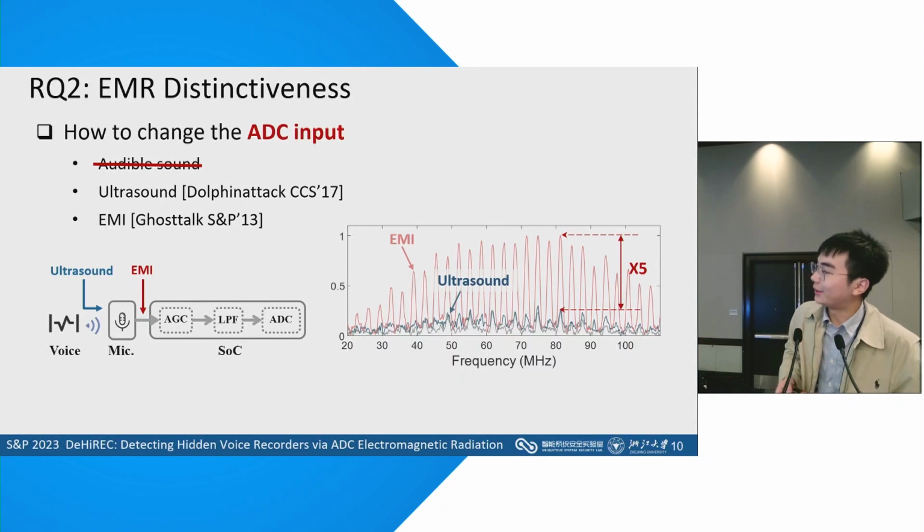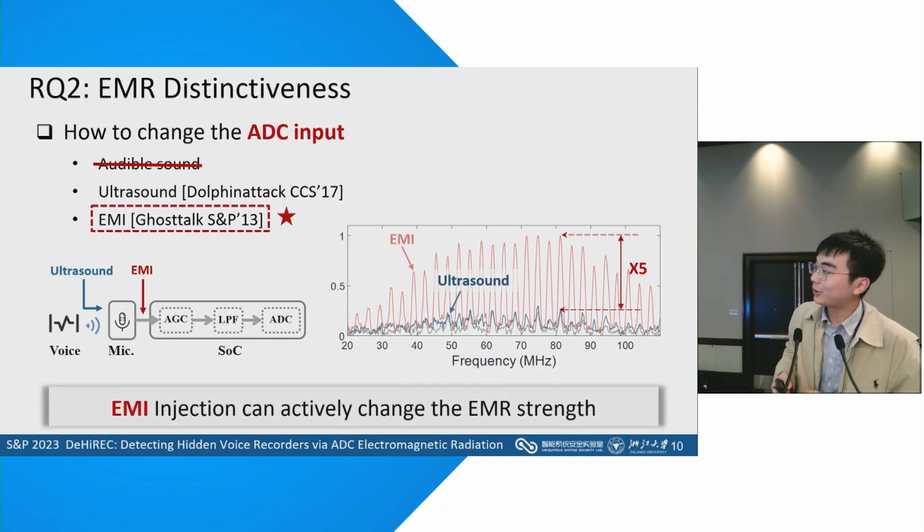to evaluate it, and we got the results on the right. We found that EMR injection can greatly increase the strength of radiation, but ultrasound injection gets poor performance. So we choose EMR injection for active stimulation.